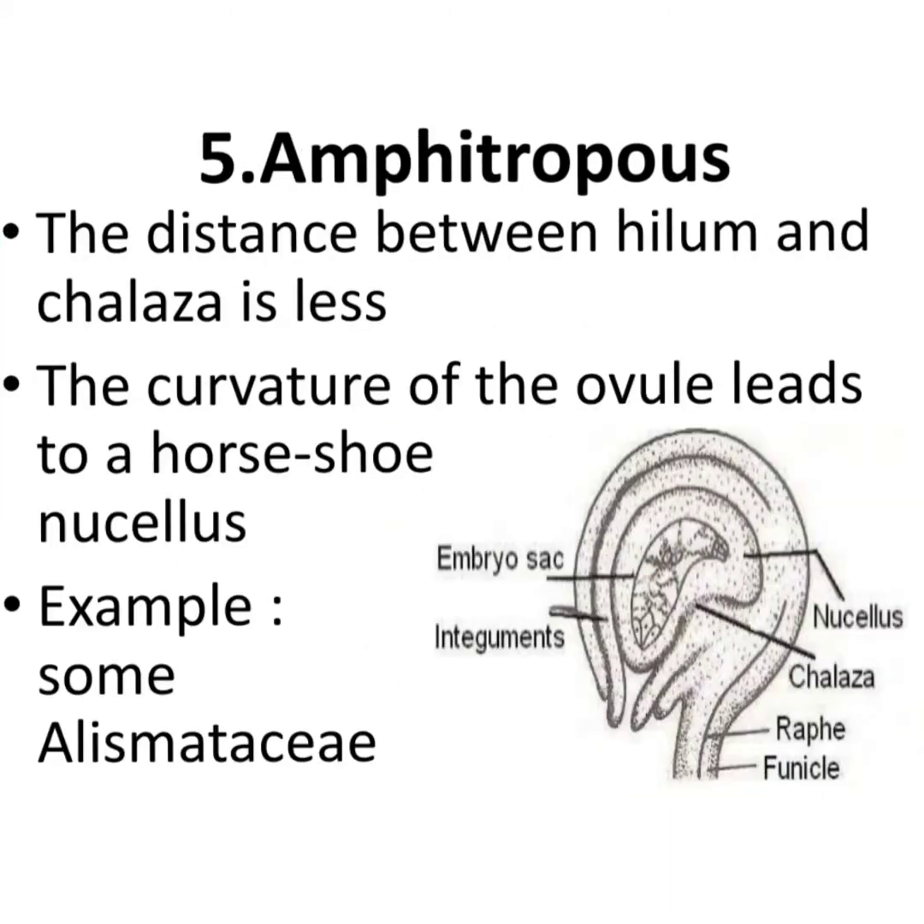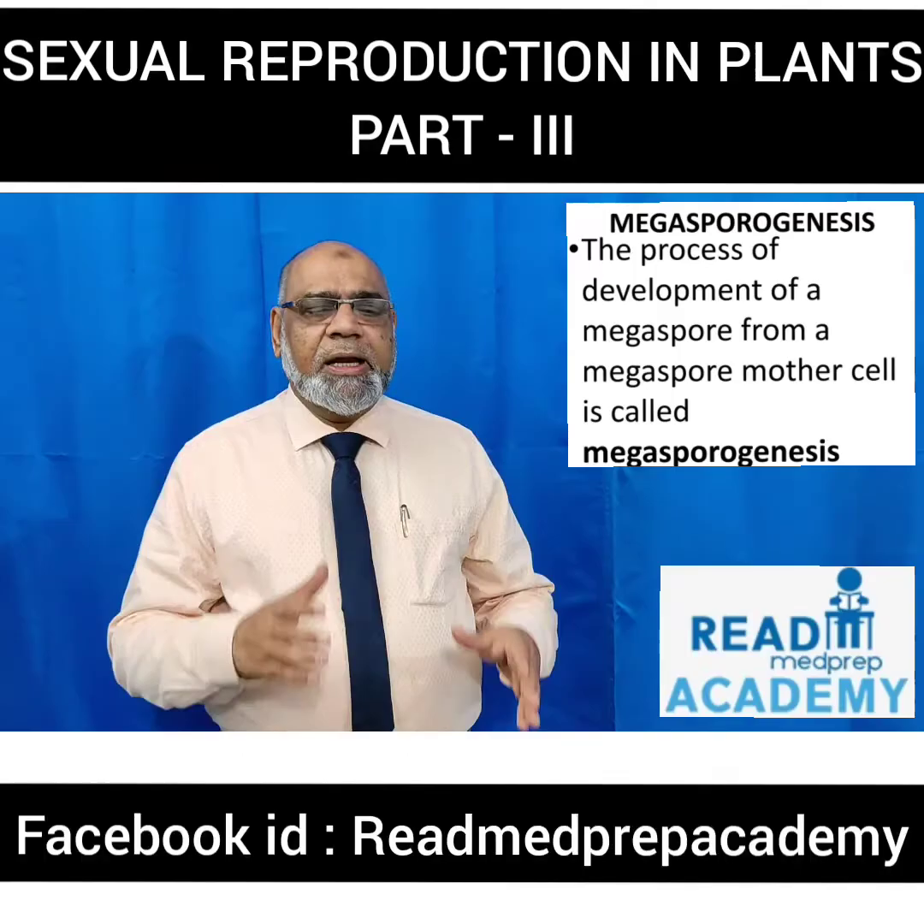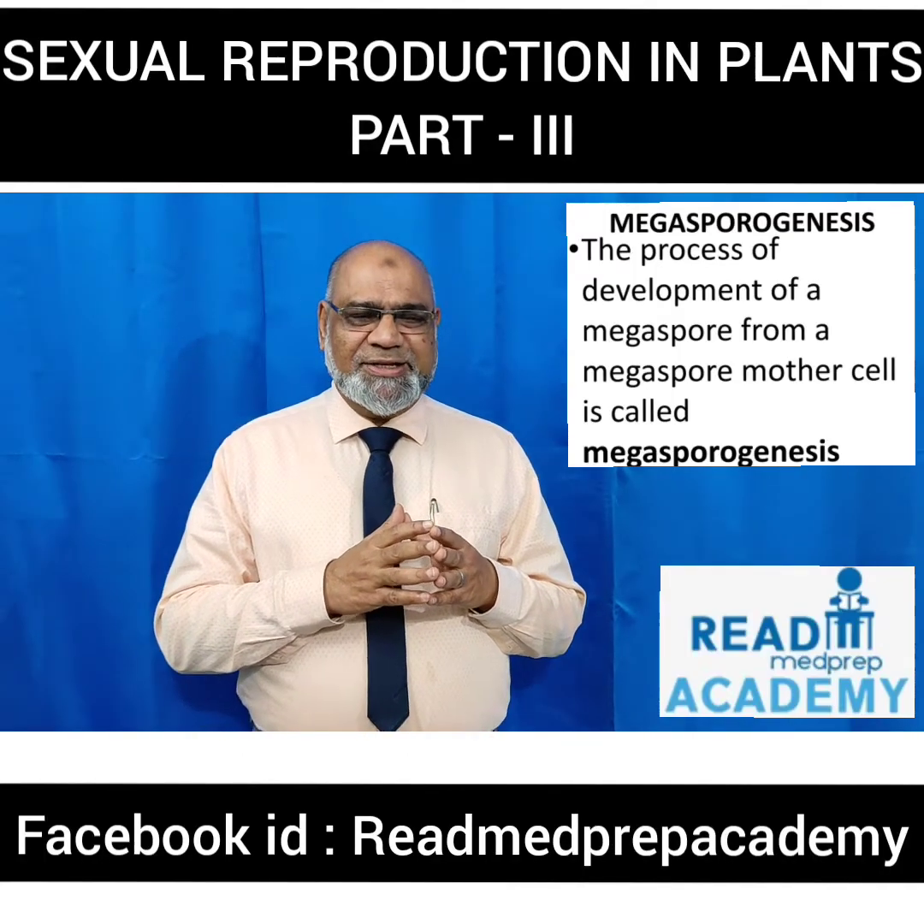What is amphitropous? The distance between the hilum and the chalaza is less. The curvature of the ovule leads to a horseshoe nucellus. Example is Erismataceae. Here you can see in the image the horseshoe-shaped ovule that is present. What is succinotropous? In this, the funiculus is very long and it surrounds the entire ovule. Example is Cactaceae. Now let us move on to Megasporogenesis.